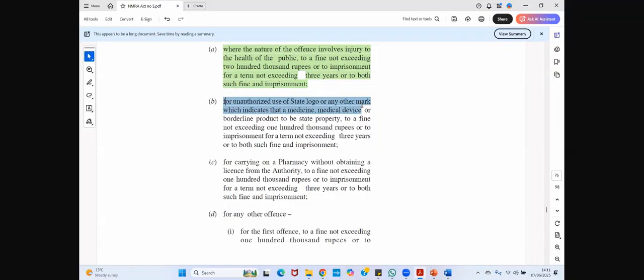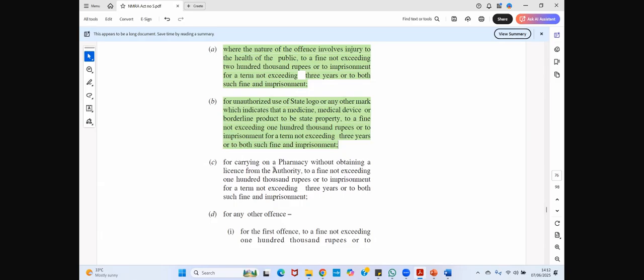For unauthorized use of a state logo, right? So the government logo or other mark which indicates that a medicine, medical device, or borderline product is state property. For such offenses, a fine not exceeding 100,000 rupees, 1 lakh, or imprisonment not exceeding 3 years, or both, right?